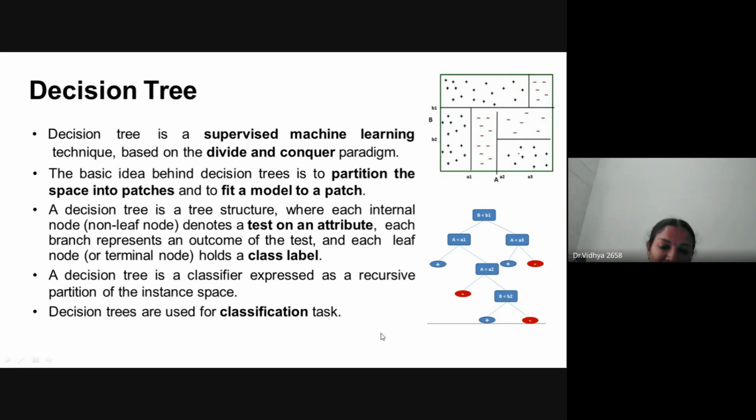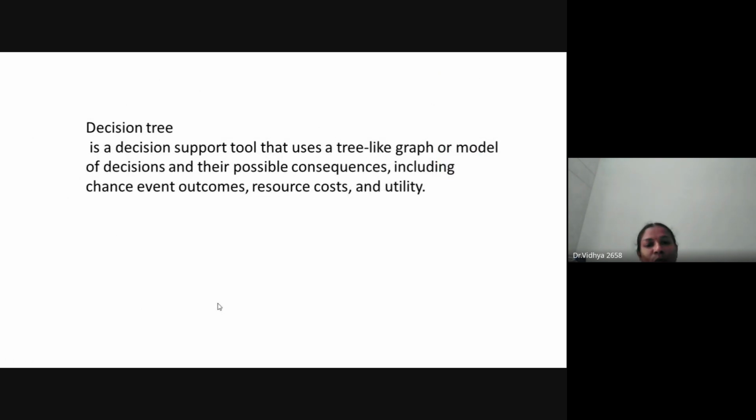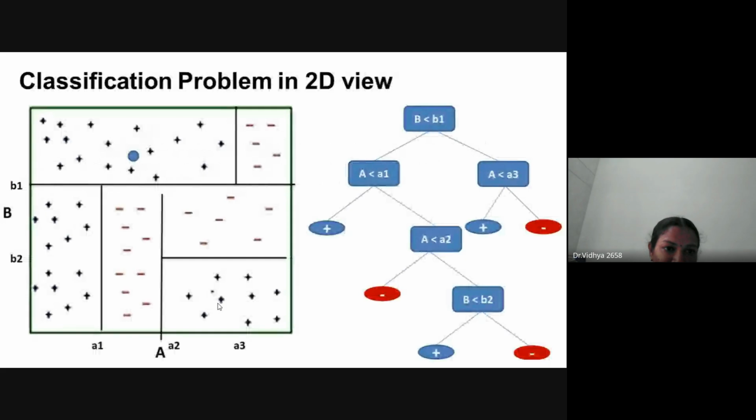So it is a classifier expressed as a recursive partition of the instance space. Decision trees are used for classification tasks, that we know already. It is a classifier for classifying the data set. Once again, we have one more definition for decision tree. Decision tree is a decision support tool that uses a tree-like graph or model of decisions and their possible consequences, which includes chance event outcomes, resource cost, and utility. Okay, so this is an outline of the decision tree. Then classification problem in 2D view.